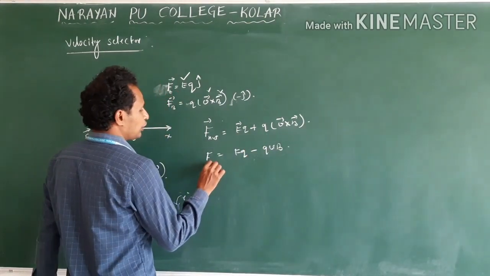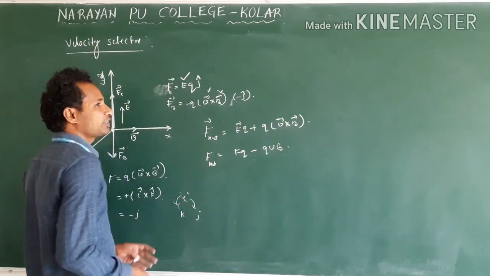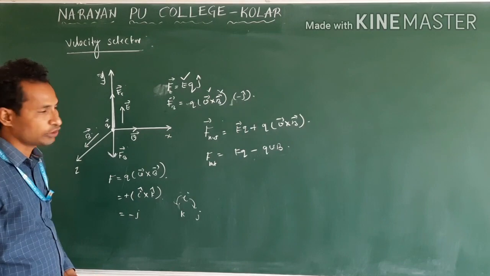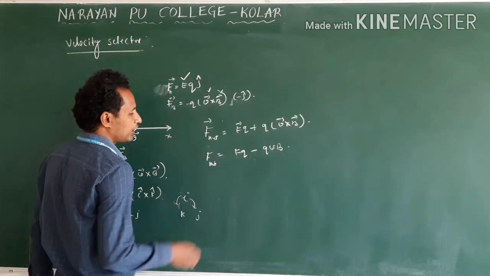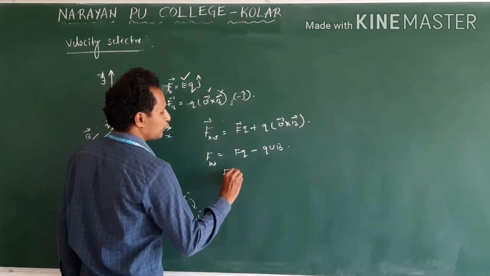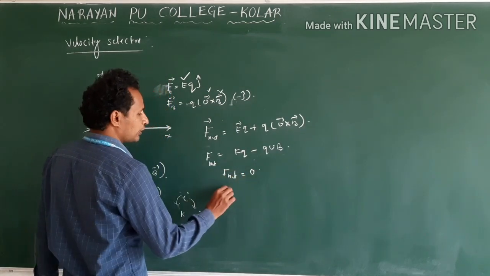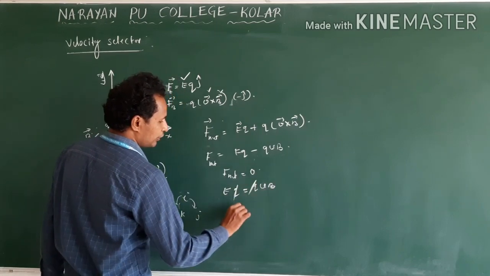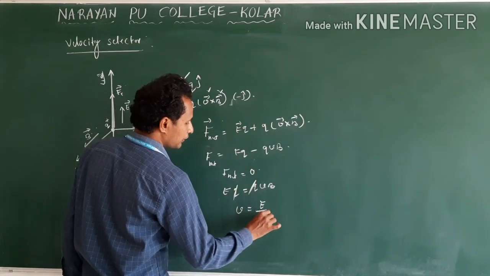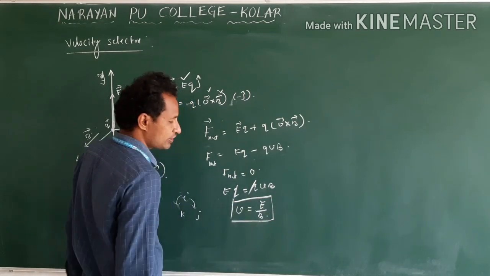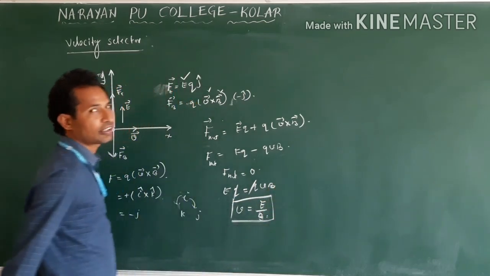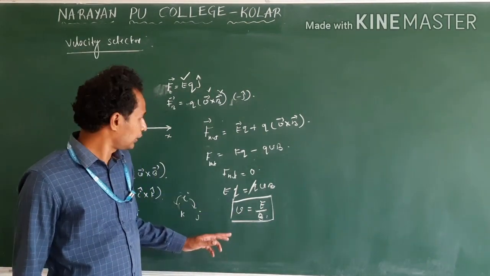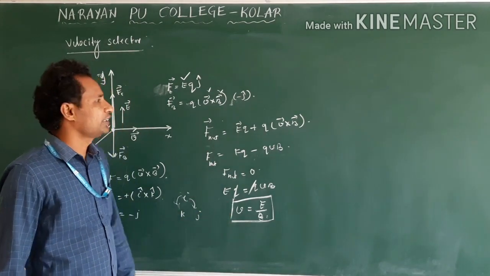Clear? Now by adjusting magnitudes at certain values, electric force and magnetic force will become equal. In that case, the net force on the charged particle will be 0, then EQ is equal to QVB, Q and Q cancel, V is equal to E by B. This we call the velocity selector. Understand? V is equal to E by B. This we call the velocity selector.